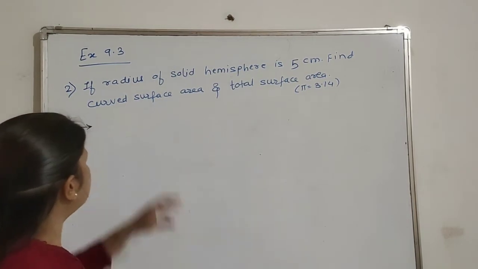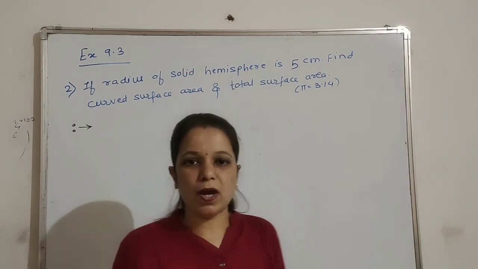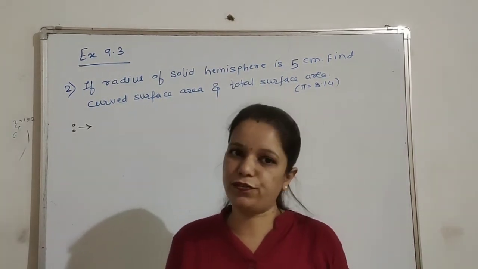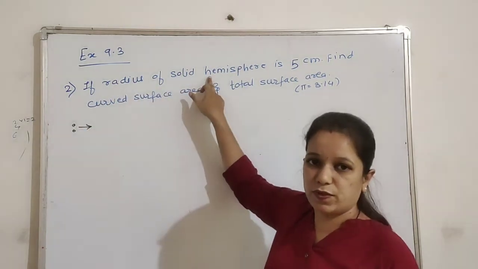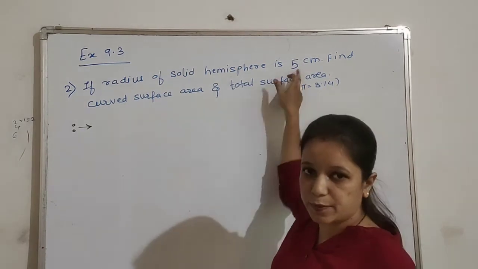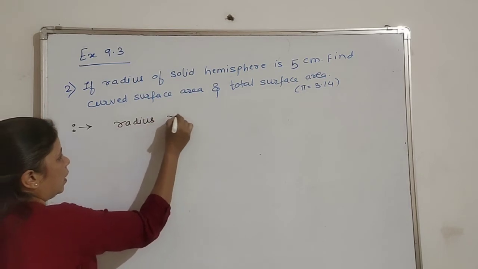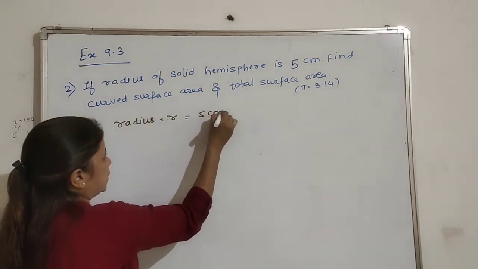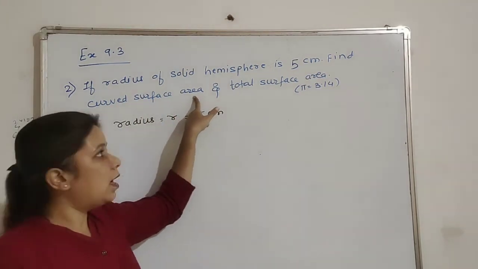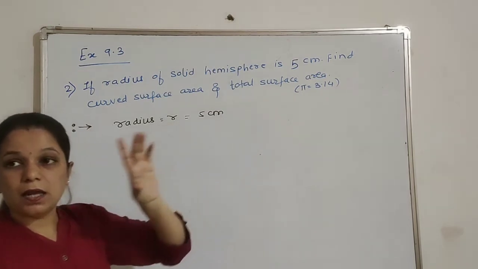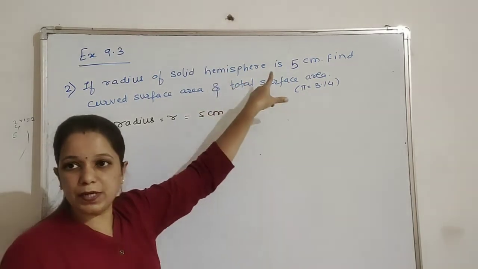Now we will go to exercise 9.3, question 2. Very simple question. Only you have to identify the formulas and the figure. The question is, if radius of a solid hemisphere is 5 centimeter. So given quantity radius r equal to 5 centimeter and you have to find curved surface area and total surface area. Now the figure given is solid hemisphere.